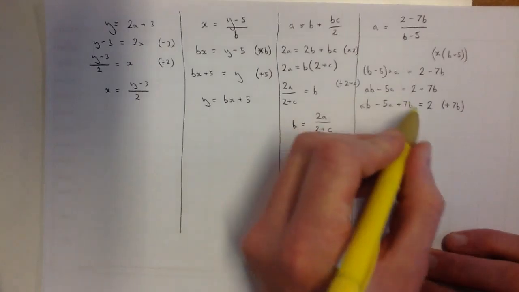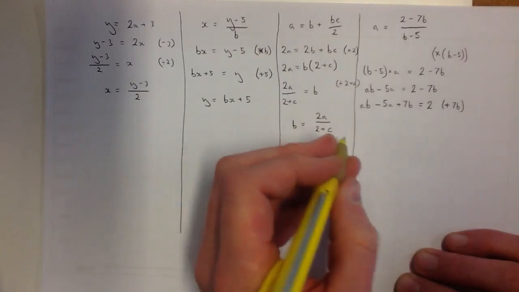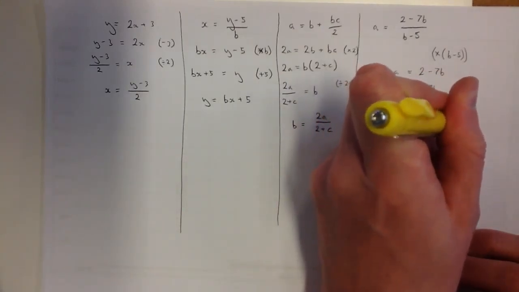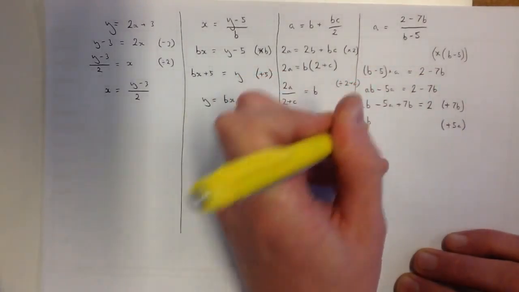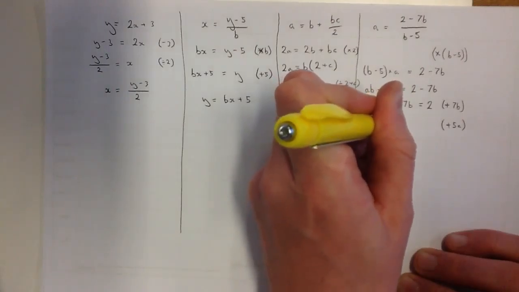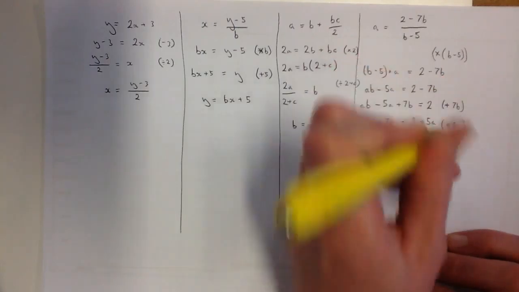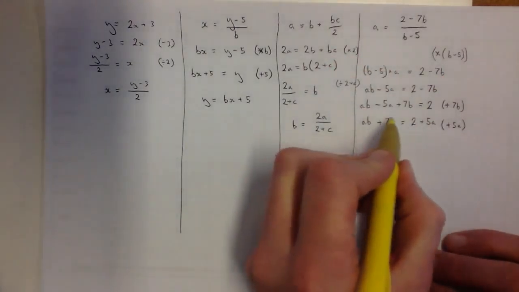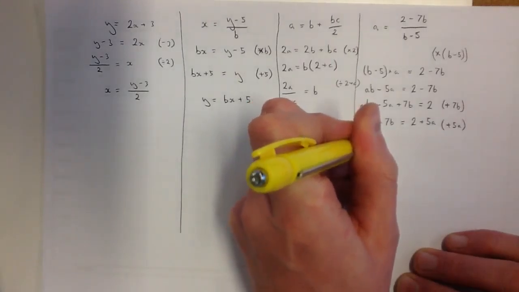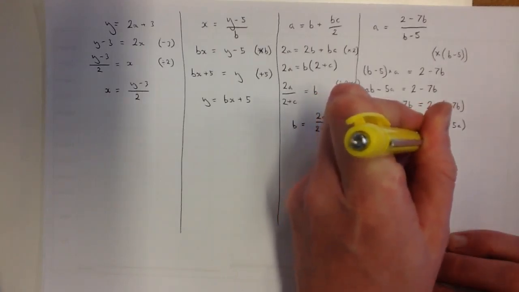And I'm going to get rid of anything on this side which isn't involving b, in this case the subtract 5a. So I'm going to add 5a to both sides. And that leaves me with the ab on this side, the 7b, and 2 plus 5a on that side. Now you can see all the terms involving b are on this side, and I can factorise those. So I can take the b out in front of the brackets, and leave the other side as it was.